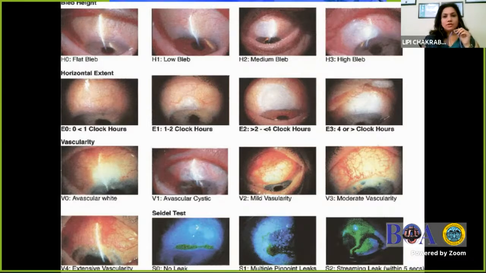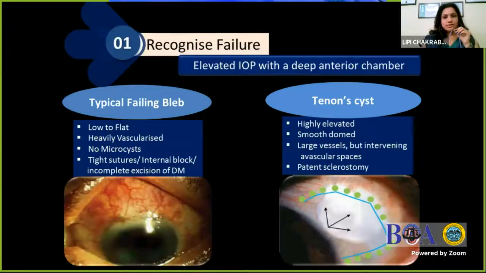So what I've heard is doing trabeculectomy is something like getting into a marriage. So a cataract surgery may be a one night stand or a one day affair, depending upon whether you are operating in night or day. But trabeculectomy, you need to stay with the bleb for almost a lifetime. So first step in management of failing trab is recognize failure.